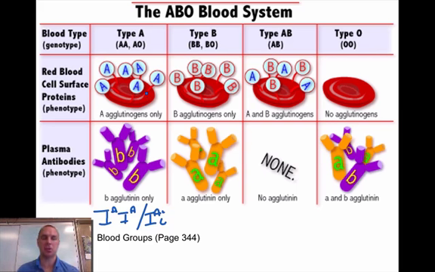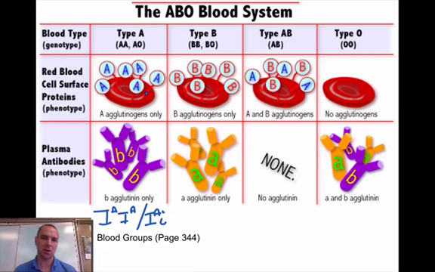Now, back in the Civil War, a lot of people died because they were given the wrong blood transfusion. If I have A blood and you give me B blood, then my body will recognize the B blood as being a foreign invader and will attack it and coagulate it, which means make it clot.